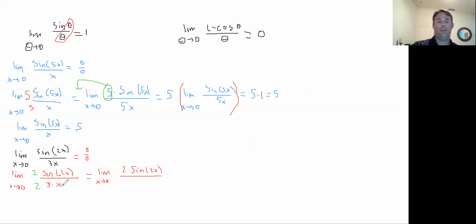And again, order doesn't matter, so I'm going to just switch that order and make it 3 times 2 times x. And so again, I have a scalar now that I don't need anymore, so I'm going to move that out to the front. So 2/3 times the limit as x approaches 0 of sine of 2x all over 2x.